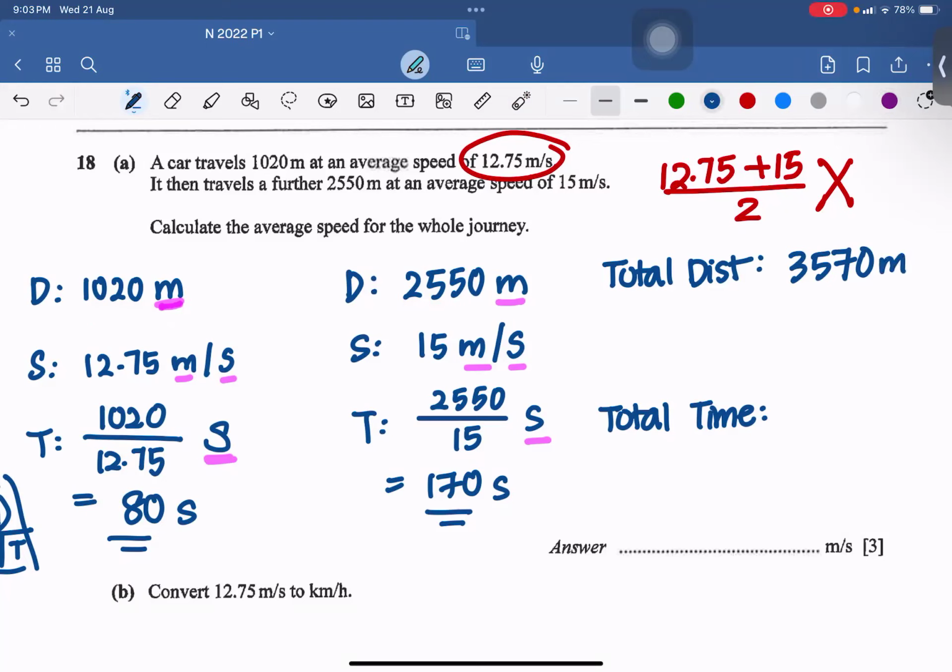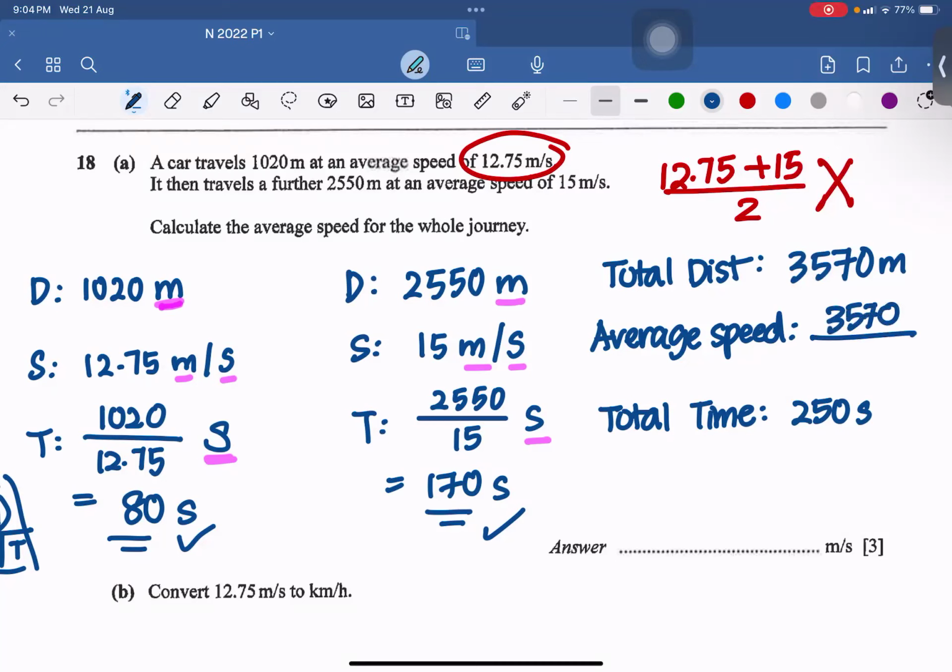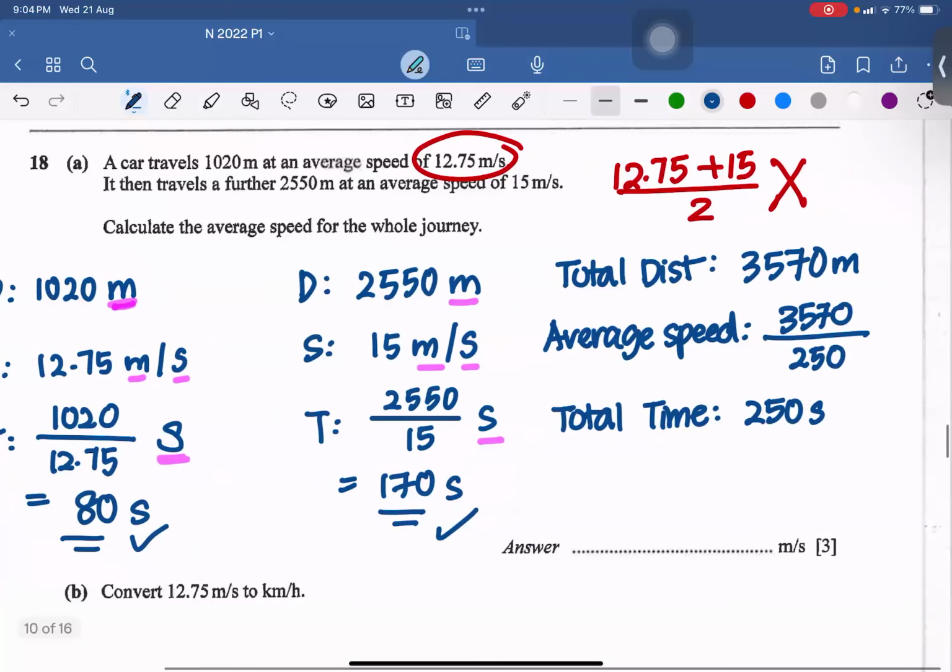Divide by total time. Total time is 80 seconds plus 170 seconds, 250 seconds. Then I find my average speed, which is total distance divided by total time taken. This is meters per second.